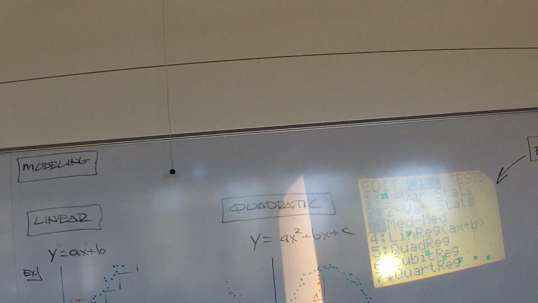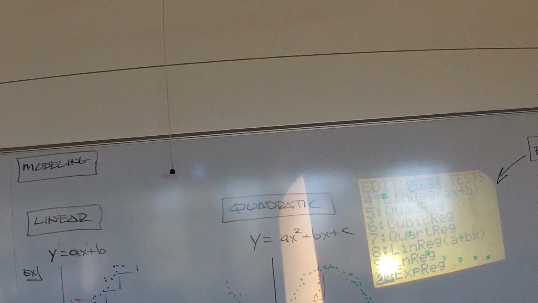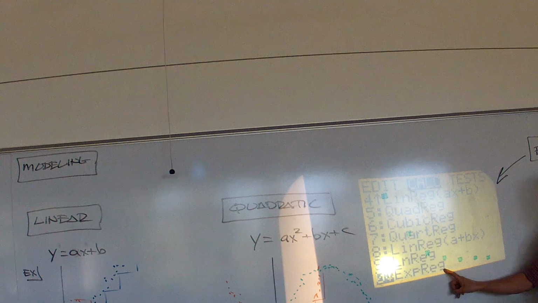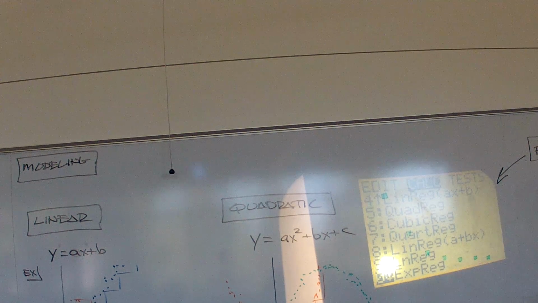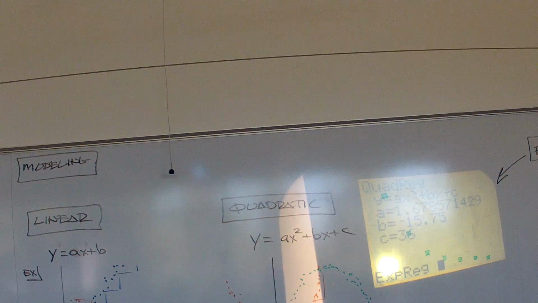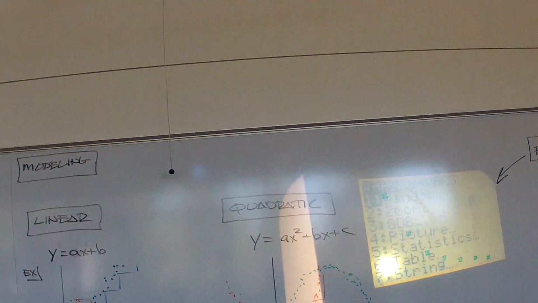Keep going down until you see this guy right here, Expreg. That's exponential regression. Looks like it's 0 on mine. I'm not sure what it is on yours, but you do it the exact same way. It's Expreg, stick it into Y1.